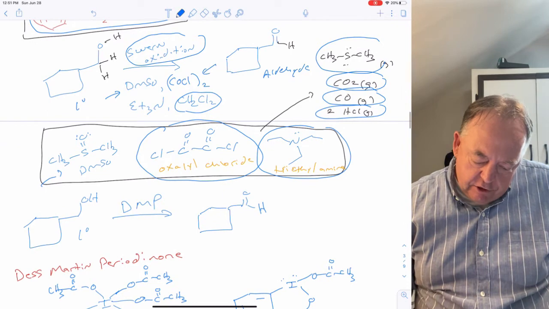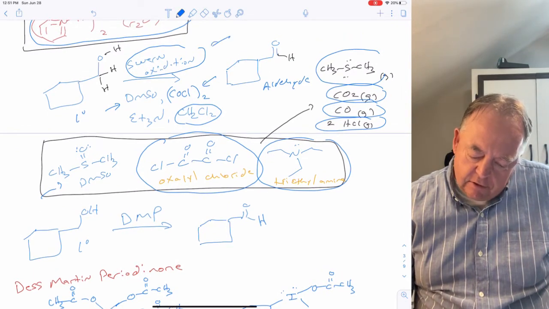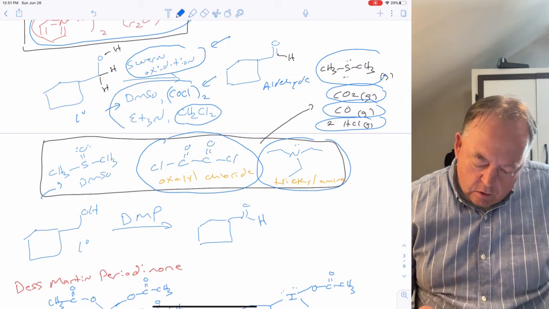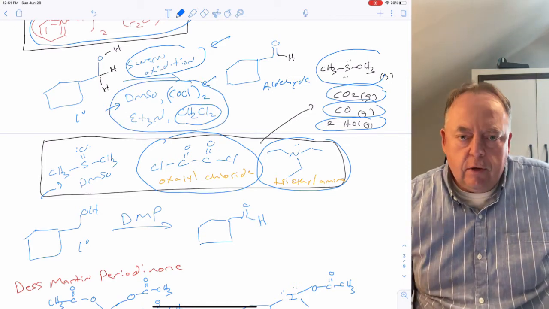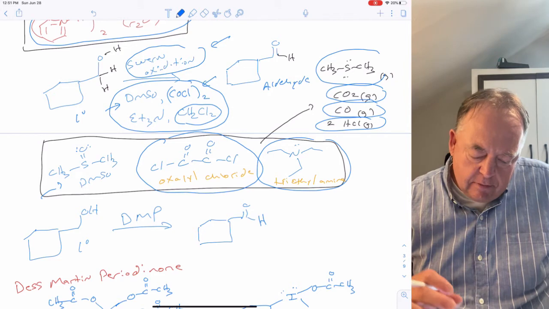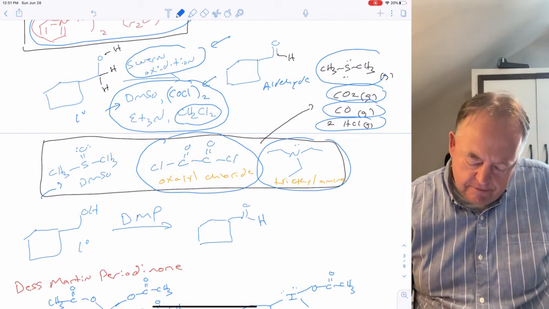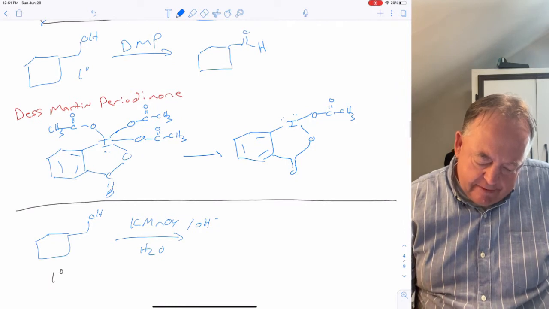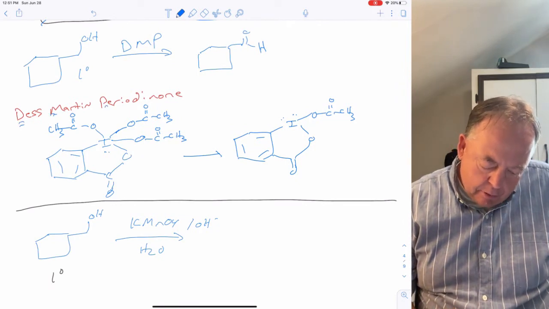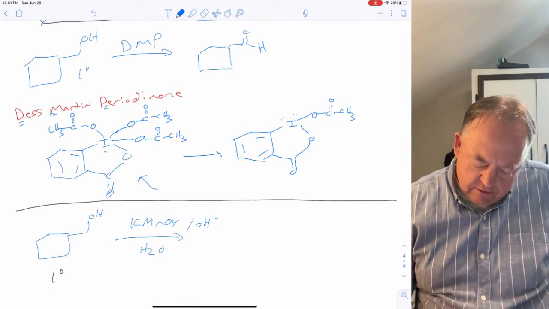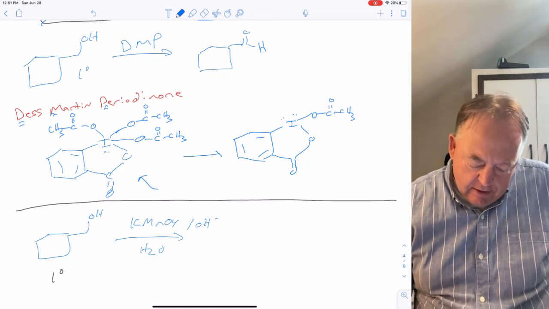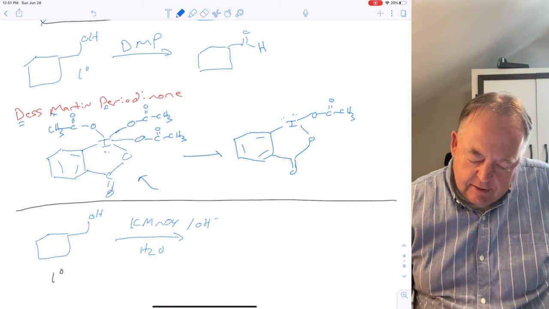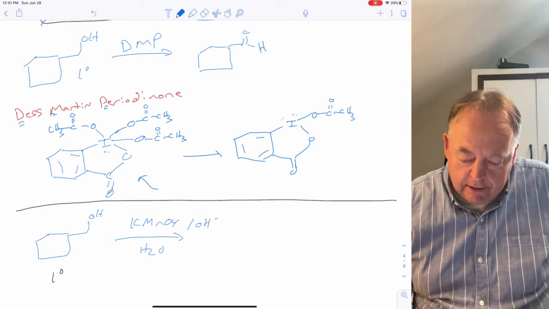So anyway, you should just learn to recognize, maybe I write on the arrow Swern oxidation, or maybe I write on the arrow all of these reagents, and you should just recognize that's a Swern oxidation, and it's going to make a primary alcohol into an aldehyde. Or you may see this reagent DMP, Dess-Martin periodinane. So this is its structure. It's a fairly exotic molecule. So it's just going to oxidize a primary alcohol to an aldehyde.